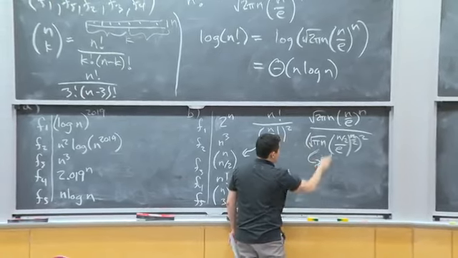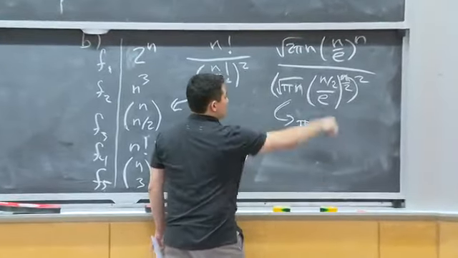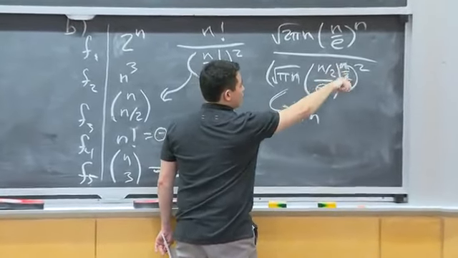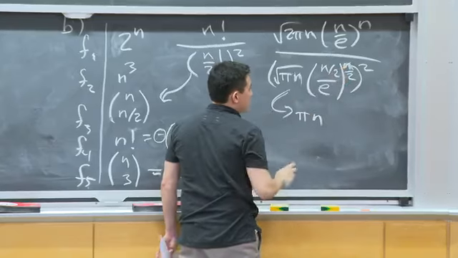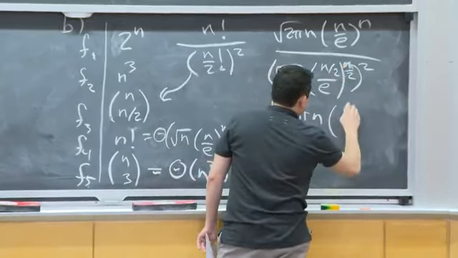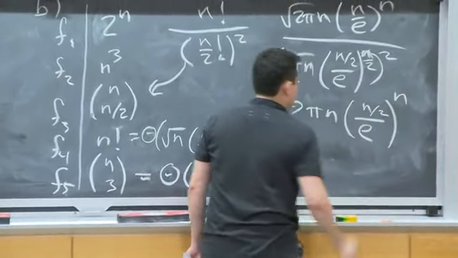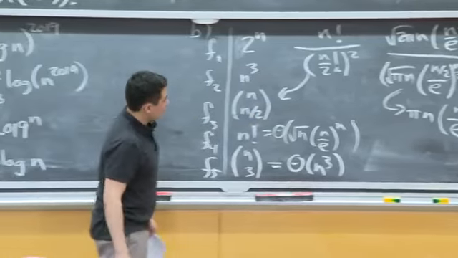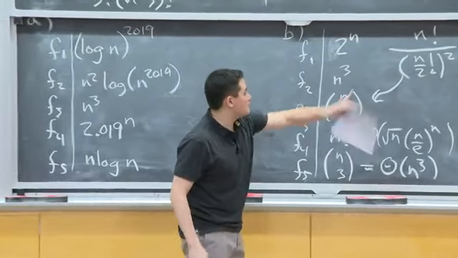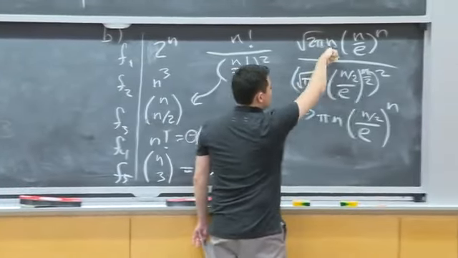The bottom here, we square this guy. It's pi times n. And then this guy, n over 2 squared, that just stays as an n, right? Then we have n over 2 to the n over e. Something like that, n over 2 over e to the n. That makes me happier. Okay, so now we have this over this.